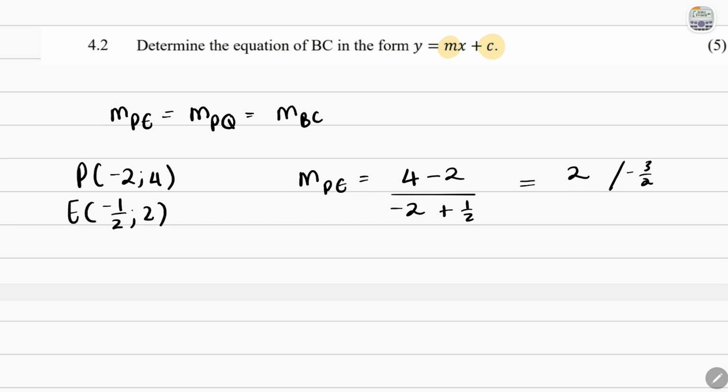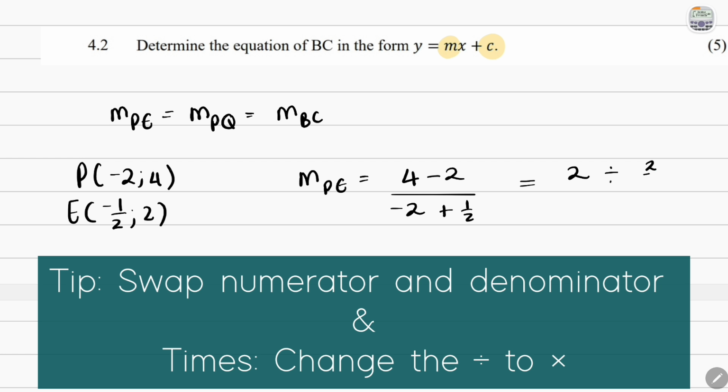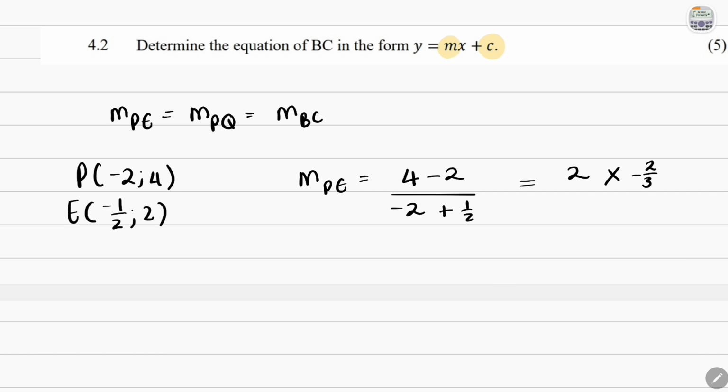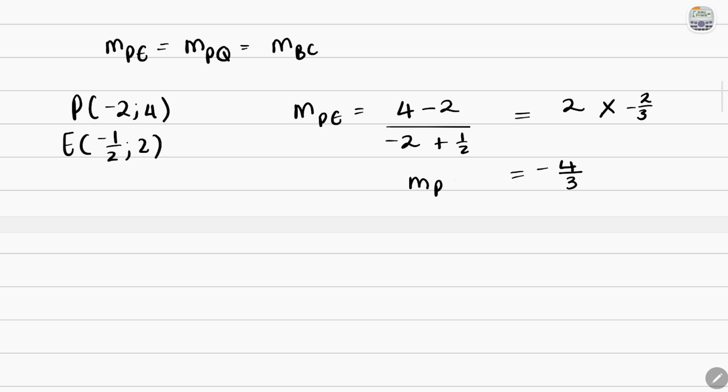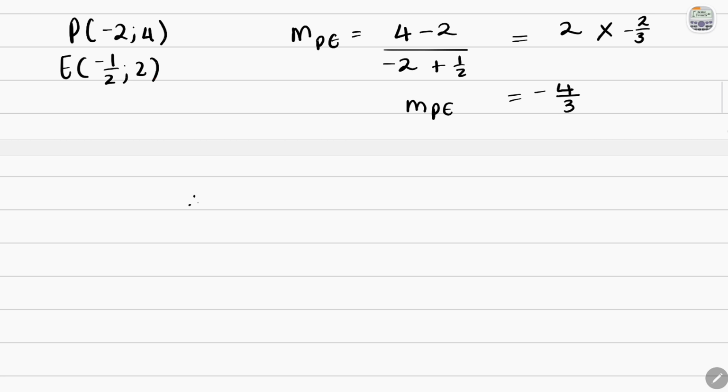And if you use a calculator, or you use tip and times, if you are dividing by a fraction, you can simply switch the numerator and denominator and then turn this division into a multiplication. So that's just going to give us negative 4 over 3. Okay, so that's the gradient of PE, and therefore that is the gradient of BC as well. So we can tell them that the gradient of BC is simply equal to negative 4 over 3.